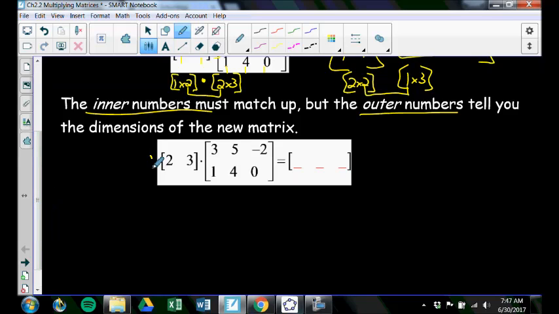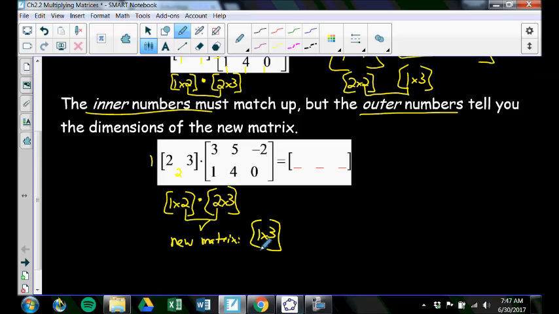So this is a 1 by 2, and you should be at the point now where you can see the size of these matrices pretty well. This is a 2 by 3. When I multiply this, the inner numbers match up. That means I can do it. That's good. So the new matrix will have dimension size 1 by 3, because that's what these outer numbers are saying. The outer numbers tell you the size of the new matrix. The new matrix will be a 1 by 3.